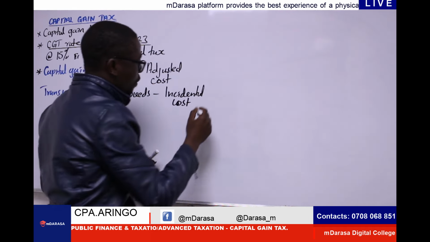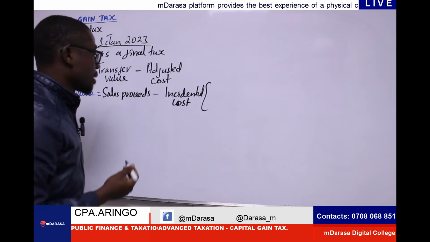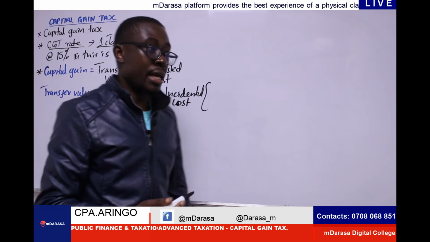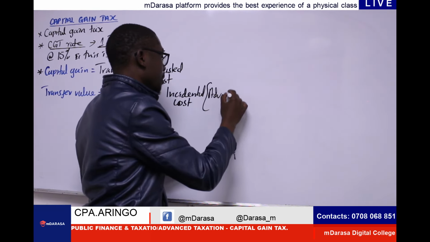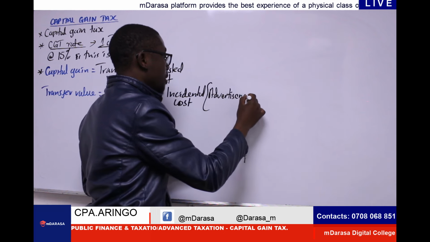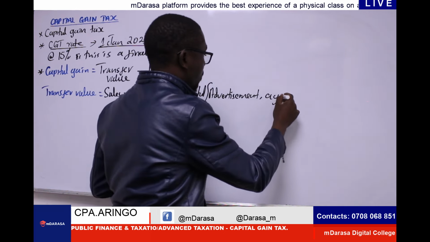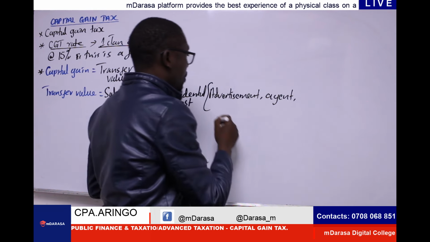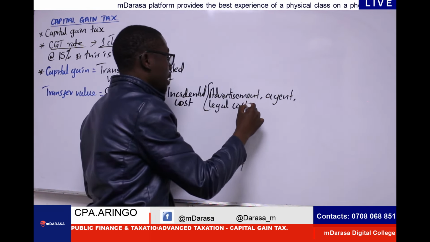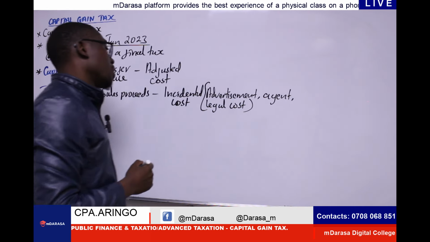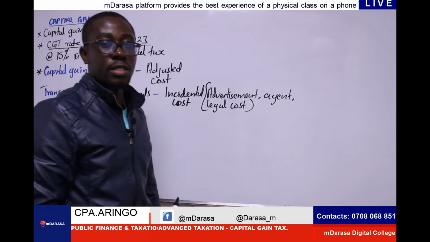Incidental costs, you'll find that these are the costs that you're going to incur to enable us to sell this property. Like, for example, you have to advertise. At the same time, maybe you have to pay an agent to do the task. Maybe there are some legal fees or costs that you're going to incur on disposing your asset. So these are what you're referring to as incidental costs.